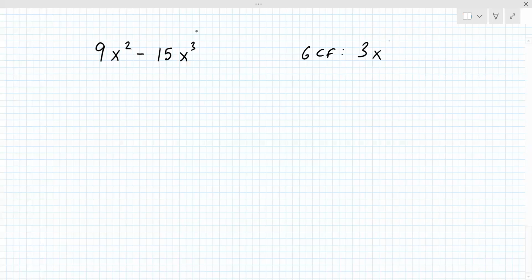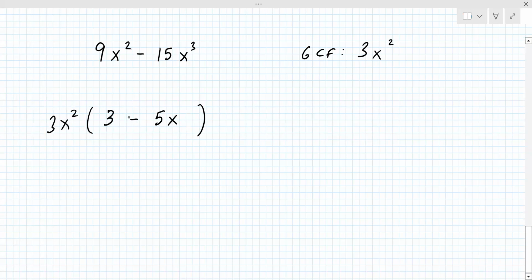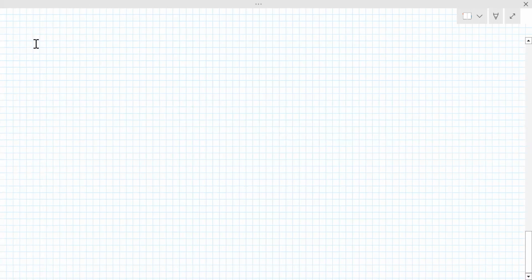Squared. 3x squared. Okay, so what I'd like you to do is tell me what goes in parentheses here when you divide each of those by 3x squared. 3 and 5x. Well, negative 5. Like this? Yeah. Looks good. All right, good job. Let's look at a new problem here together.